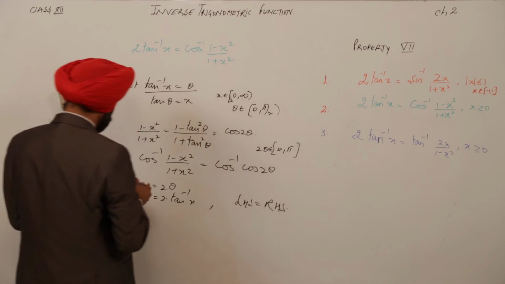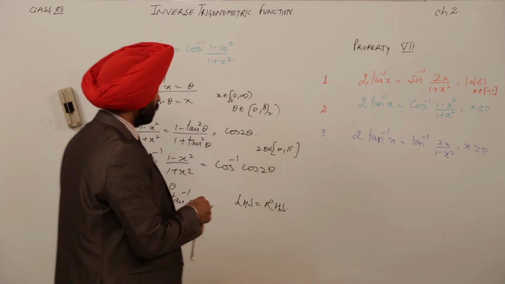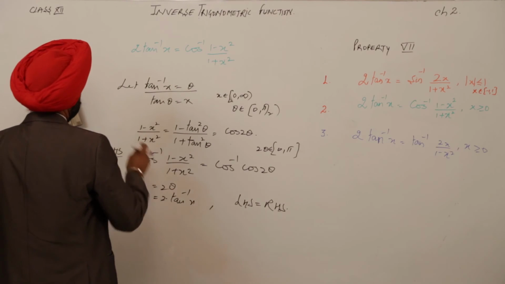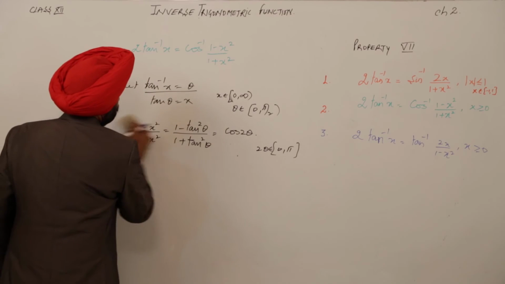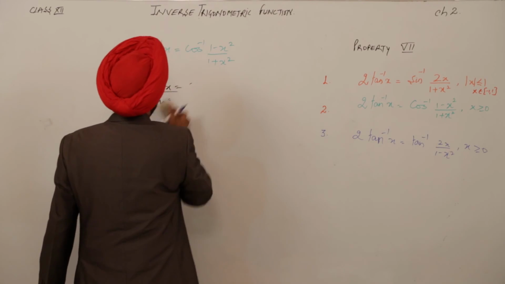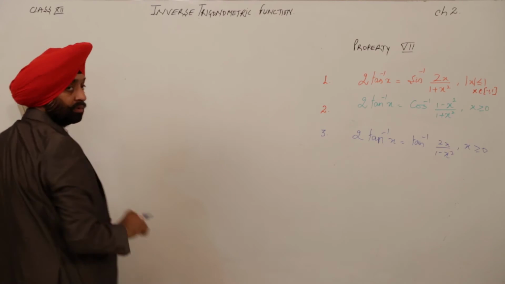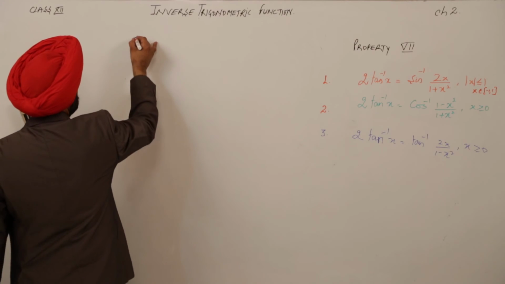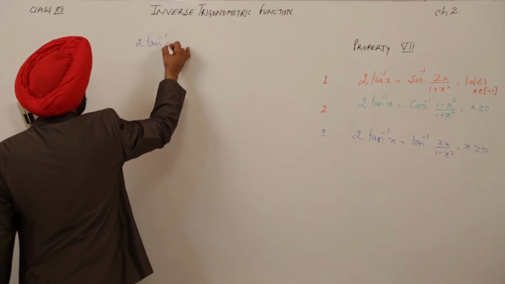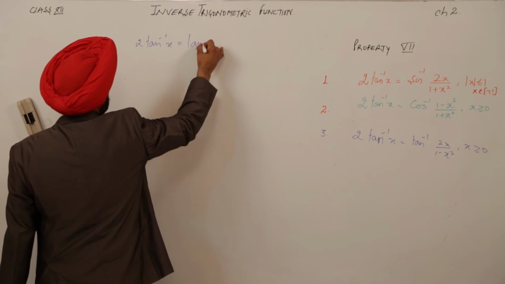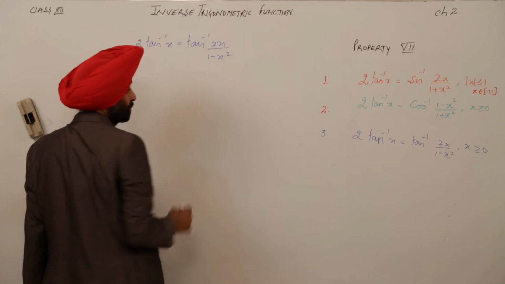So this was property 2. Now we have proved this one. Now the third part, that is for property number 7. Here we are having that 2 tan inverse x is equal to tan inverse of 2x upon 1 minus x square.